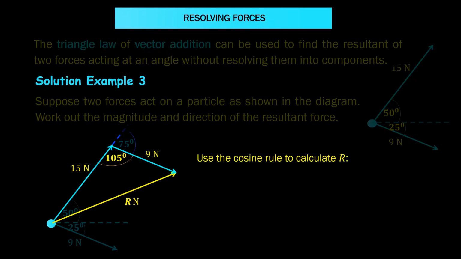We're now going to use the cosine rule to calculate R, the resultant force. We have R squared equals 9 squared plus 15 squared minus 2 times 9 times 15 cos 105. And this is where the 15 goes, and this is where 105 goes. And plugging these values into your calculator should give you R squared equals 340.94057.